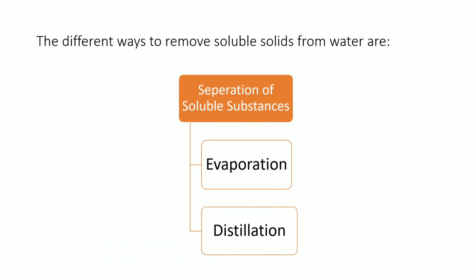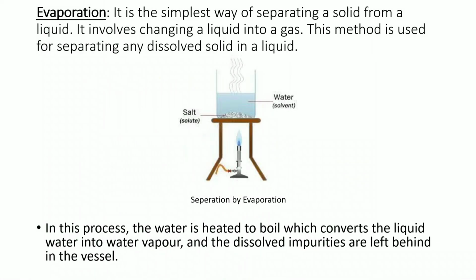Next, there are two methods for separation of soluble substances. The first one is evaporation and the next one is distillation. First, evaporation is the simplest way of separating a solid from a liquid. It involves changing a liquid into a gas. This method is used for separating any dissolved solid in a liquid.